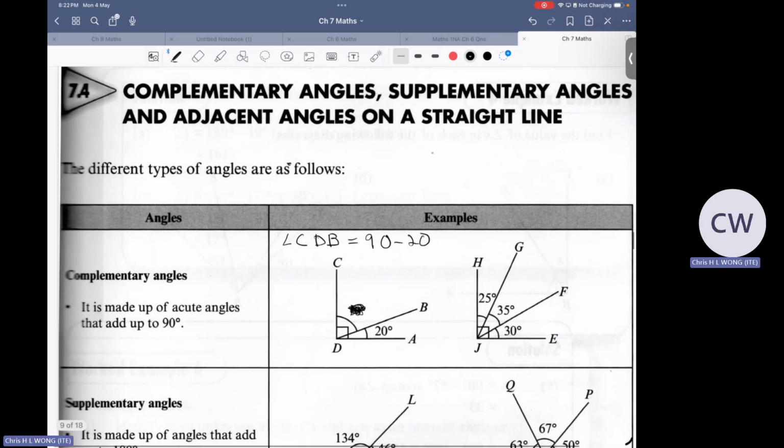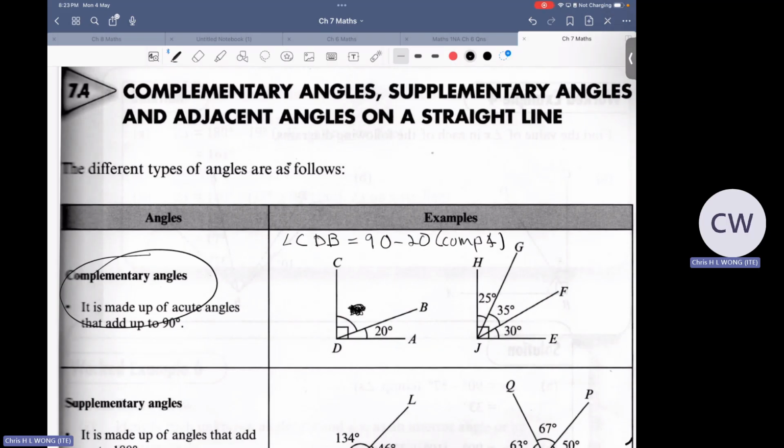Because the moment you use 90, you must tell them, I'm using 90 because this is a complementary angle. So you must put down the word in brackets, complementary angle. That's why I can take 90 minus 20. The word complementary means 90 total. So the moment you use 90 minus 20, they will ask, why do you use this 90?